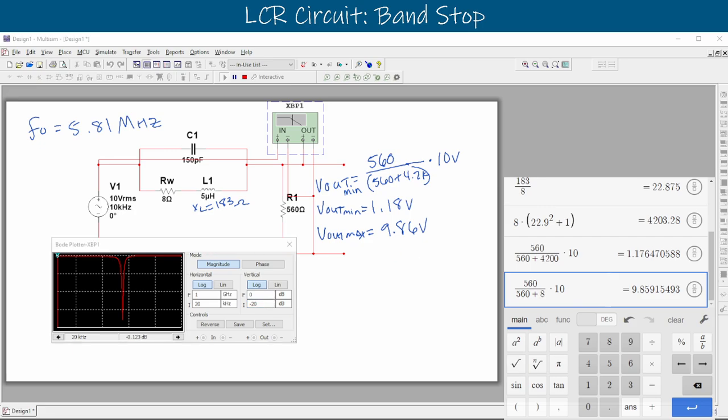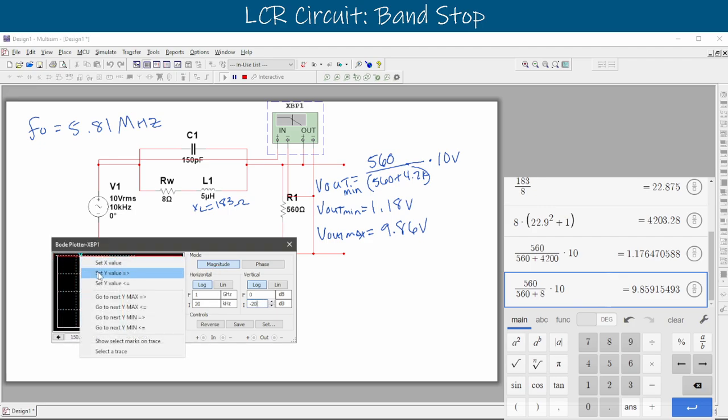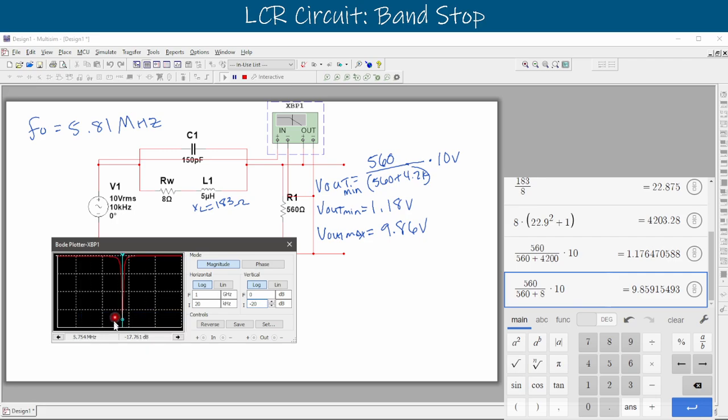So from here we can use our probe line and right click and go to next minimum, and that's going to be that very lower end right there. And that gives us this decibel value, and also our frequency, right? It says that it's 5.754. Technically that rounds up to 5.8, and that's really close to our cutoff frequency that we expected. And so that is where we want to be.